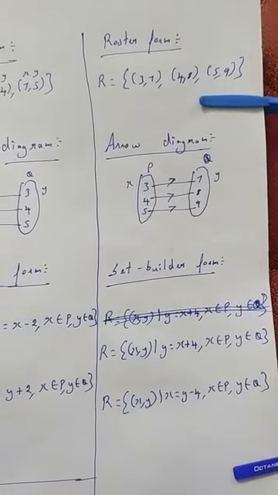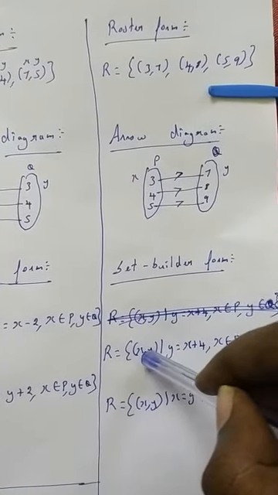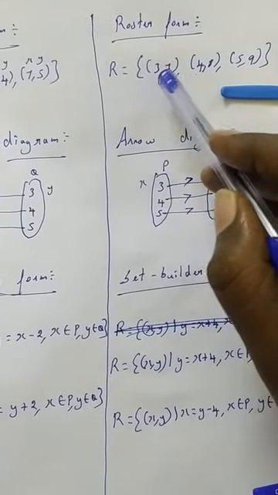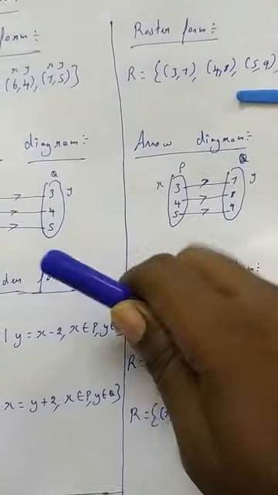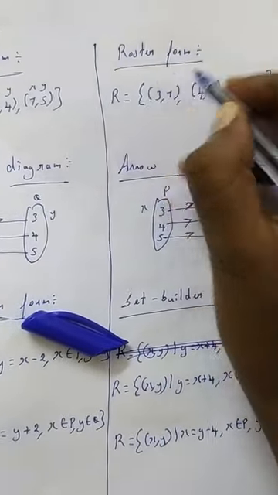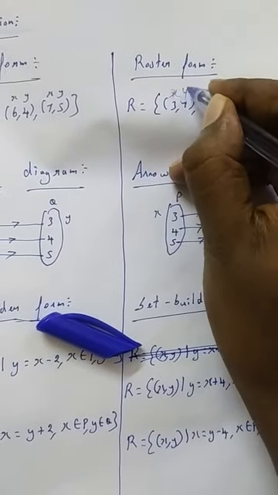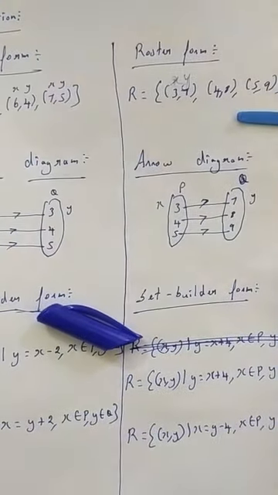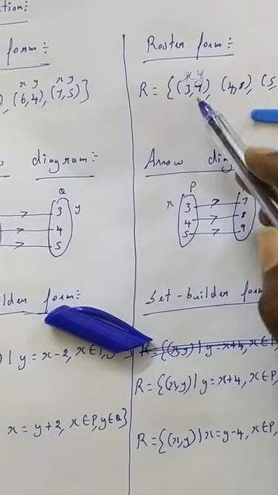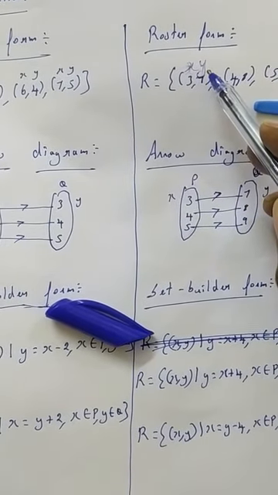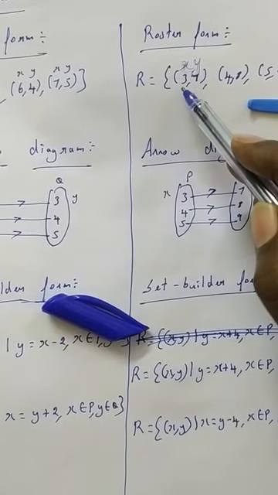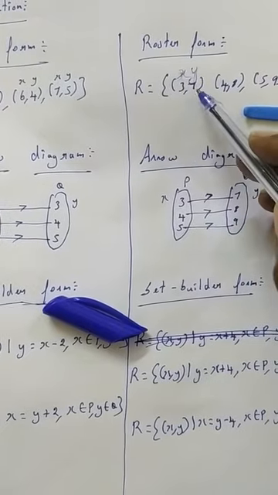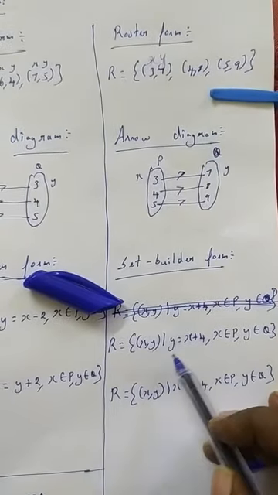Set builder form. So always we should start with x comma y, right? So x comma y such that. So observe the elements 3 and 7. For example, say it as x and y, right? So 3 and 7. So if you look at this x and y, this y is 4 greater than this x. 3 and 7. So 7 is 4 greater than 3. So this y is 4 greater than x. So we should write y is equal to x plus 4.